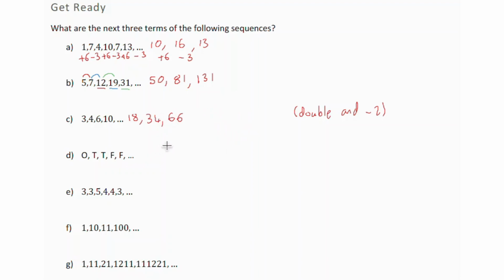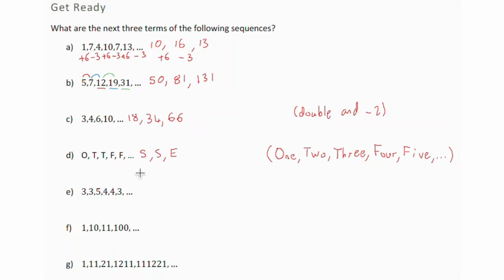For part D, this one is really tricky, and very, very few people ever get this one, but I'm going to write this out as 1, 2, 3, 4, 5. And if you look at the first letter of each of those, you get this sequence. So the next ones would be 6, 7, and 8.